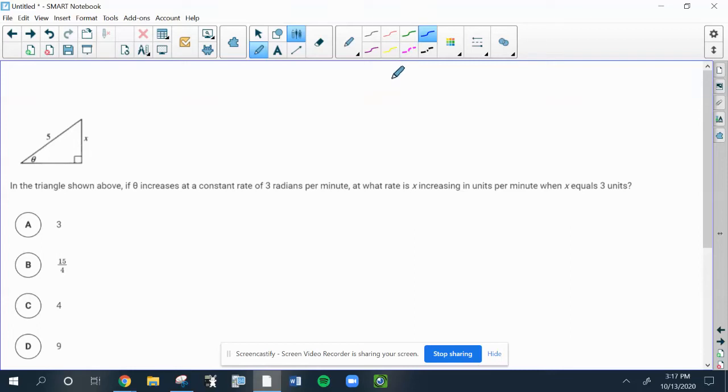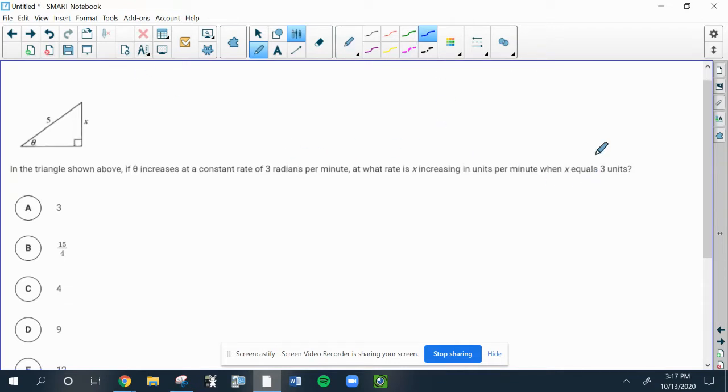Okay, the last, at least of today, related rates example I wanted to share is this one. It gives you a diagram drawn, it's a right triangle, and some information. It says, in this triangle, theta increases, so this angle is getting bigger at a constant rate of 3 radians per minute. So let's first start out with that variable. Theta is changing, and it's radians per minute.